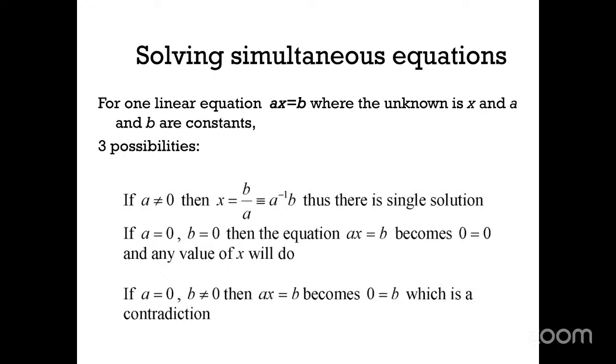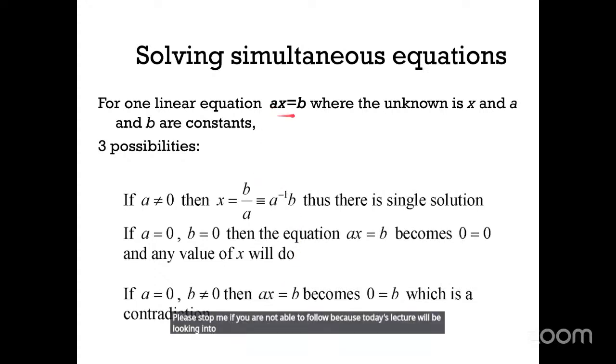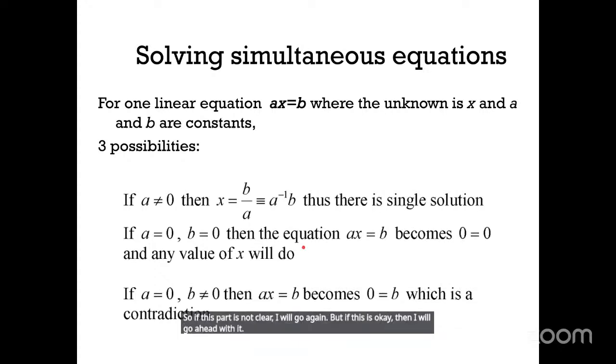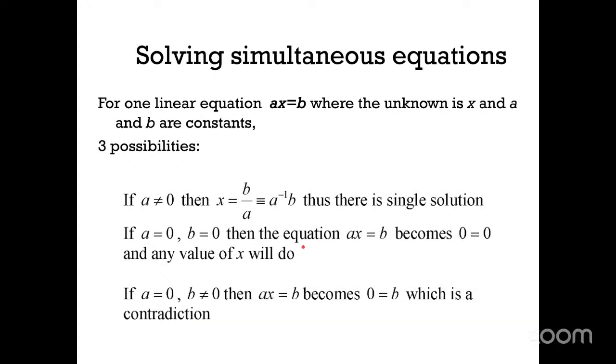Okay, I will take it as yes, I guess. Please stop me if you are not able to follow, because today's lecture will be looking into where now these a and b are not in scalar form. Now, what if we turn into a matrix? We will look into those situations now. So, if this part is not clear, I will go again. But if this is okay, then I will go ahead with it. Okay, so I will assume it is okay. Please ask me again if you find it difficult to follow with matrices now.